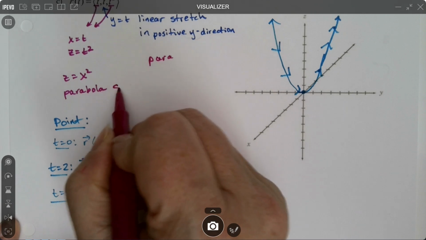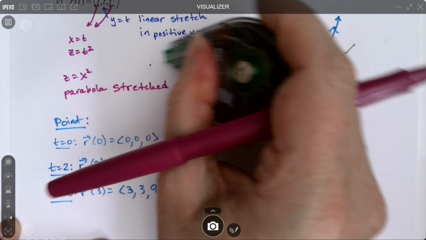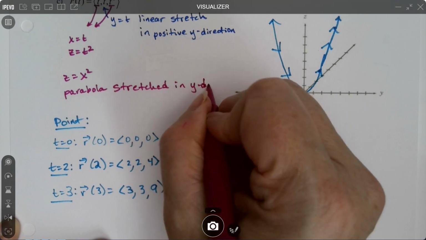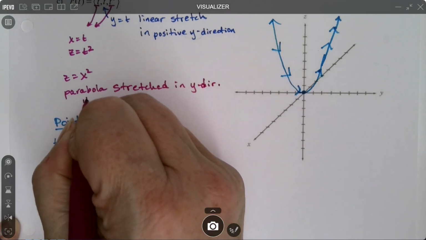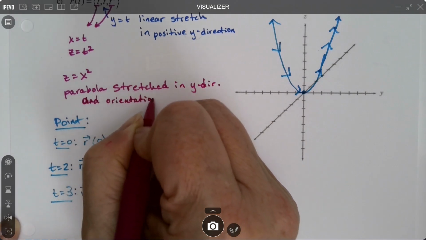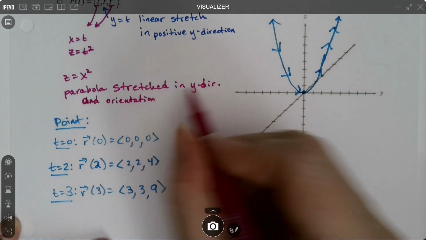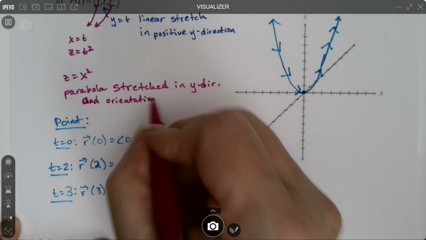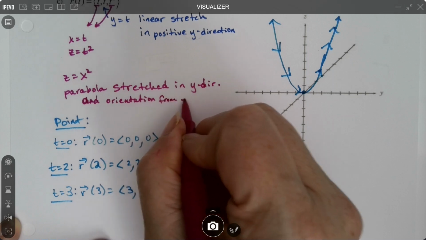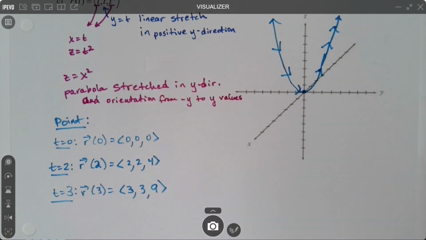Oh, yeah, I've got it right here. Stretched in the positive y direction, and it has an orientation, right. It's implied with the stretching. So the positive y is where it's stretching, so that's why it's going to be moving that way. So orientation from negative y to positive y values, for example.